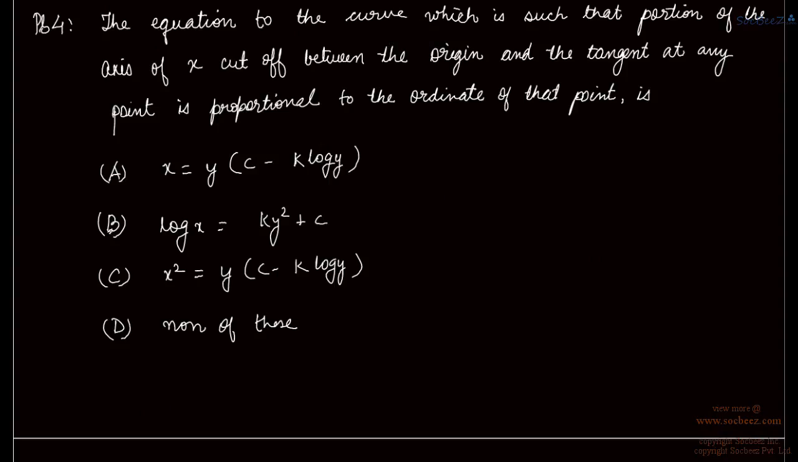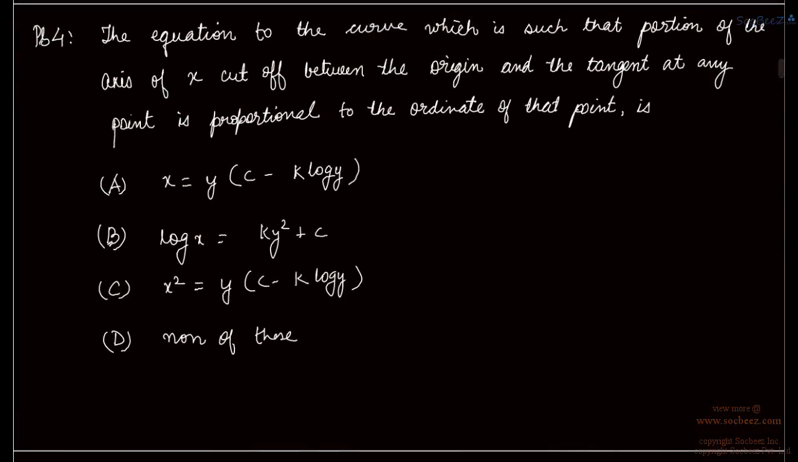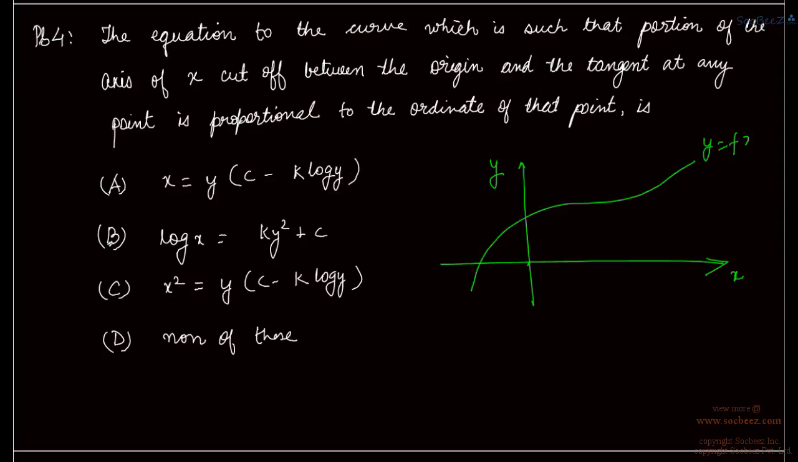Now problem number 4. The equation of the curve which is such that the portion of the axis of x cut off between the origin and the tangent at any point is proportional to the ordinate of that point. So we have a curve whose equation we have to find. Let us draw the axes. Say this is the x axis, this is the y axis. Let this be the origin, and let the curve be y = f(x), and we are considering the tangent at this point, so we have a tangent something like this.